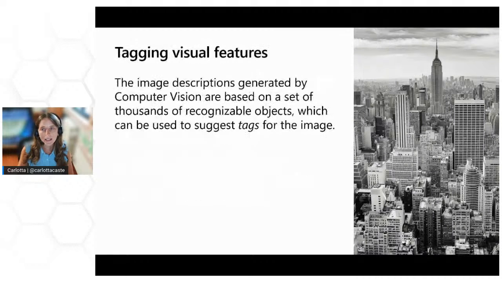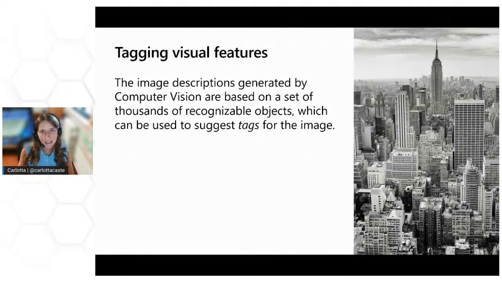So let's go ahead with tagging visual features. The image descriptions generated by computer vision we just talked about are based on a set of thousands of recognizable objects, which can be used to suggest tags for the image. And these tags can be associated with the image as metadata that summarizes attributes of the image and can be particularly useful if you want to index an image along with a set of key terms that might be used to search for images with specific attributes or contents.